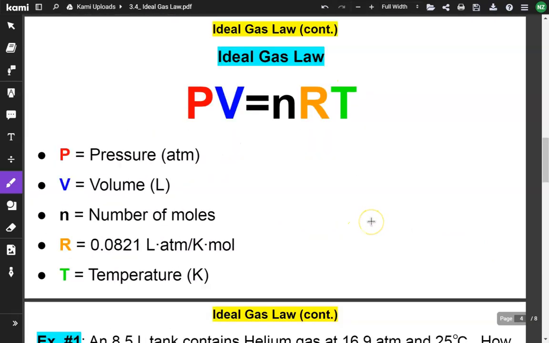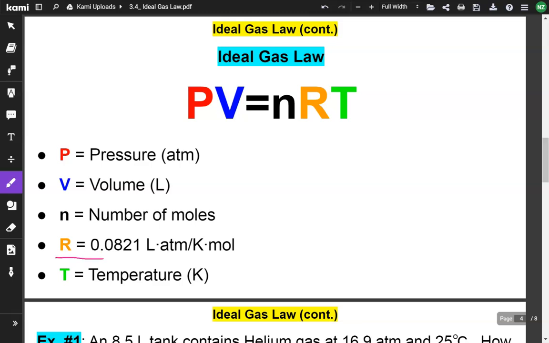So this is ideal gas law. PV equals nRT. P stands for pressure, V stands for volume. The units of pressure are atmospheres. The units of volume are liters. n will be the number of moles. T stands for temperature, and we're going to use the units of Kelvin. Okay. And then R is our constant.